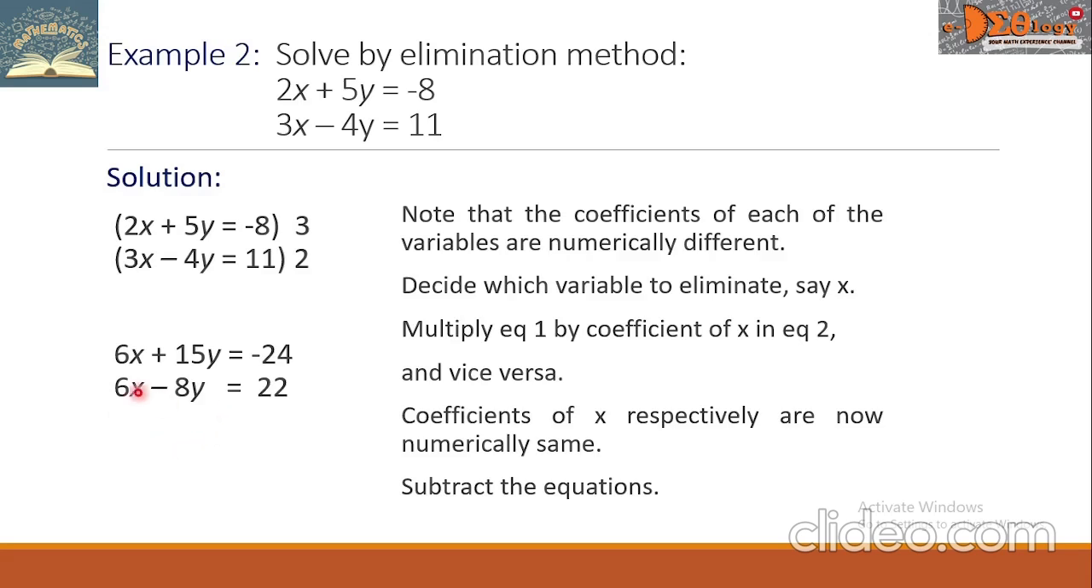Remember, when we subtract, we need to change the sign of the terms of the second equation. The 6x here becomes negative, negative 8y becomes positive, the positive 22 becomes negative. Then we proceed to addition. 6x plus negative 6x is cancelled. 15y plus 8y is 23y. Negative 24 plus negative 22 is negative 46. And we want to get the value of y, we divide the equation by 23. So y equals negative 2. We have now the value of y.